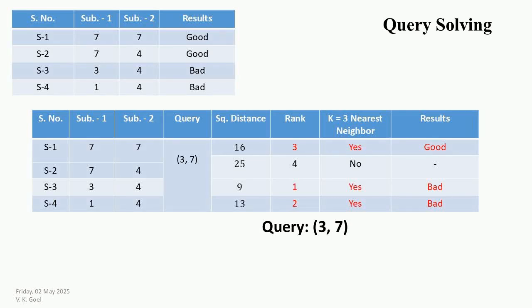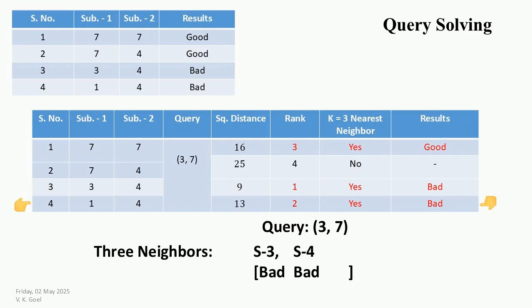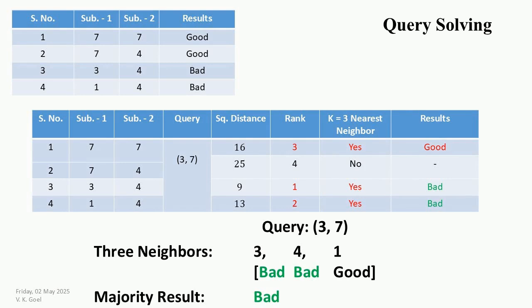Now, it's time for query solving. The 3 neighbors' results are placed in a vector. Therefore, S3 with bad, S4 with bad, and S1 with good are placed in a vector. In the vector, it can be observed that the label bad is in majority over good, by a 2:1 vote count. Therefore, as per the KNN model, the query 3 and 7 is predicted as the label bad.